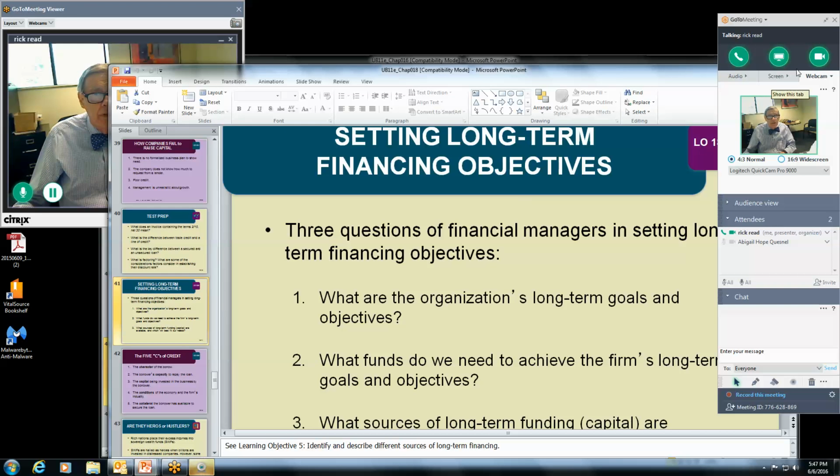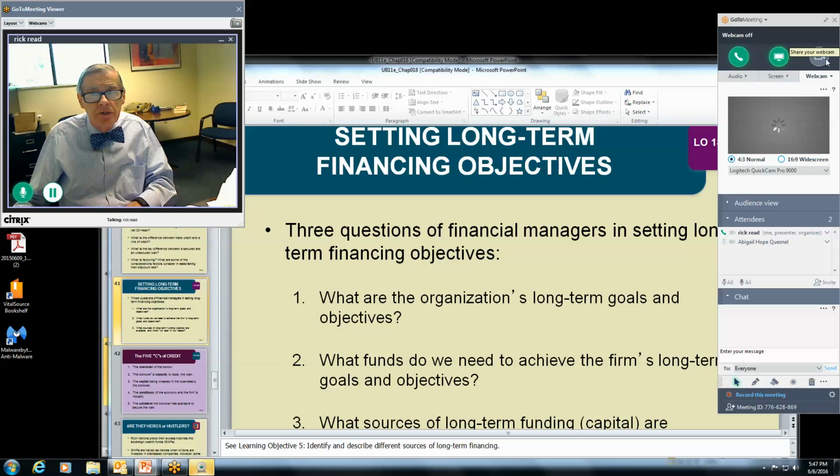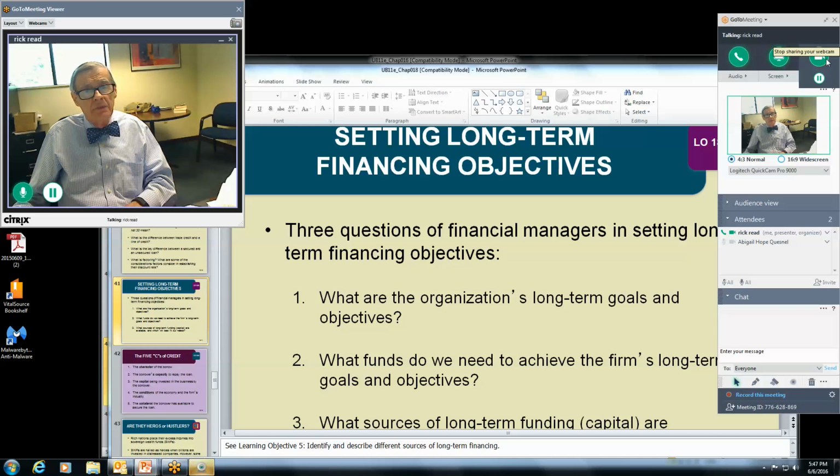These are some questions that you have to ask yourself when you're getting into long-term finance objectives. What are our long-term goals and objectives? What kind of funds do we need? Short-term funds, long-term funds. We need to think about bonds, and we need to think about selling stock, things of that nature. Where can we get long-term financial capital?